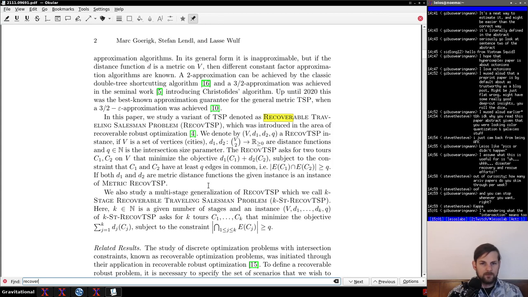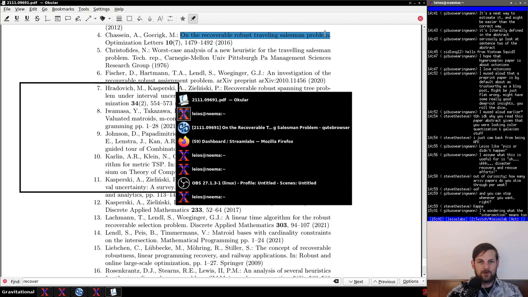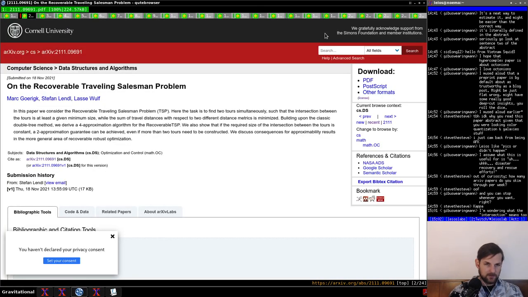Okay, so we introduce the idea, let's see, which was introduced in the area of recoverable robust optimization. 4, let's take a look at 4. This is going to be on the recoverable robust traveling salesman problem, 2016. Let me just see if we find this really quick. Here we go. Let me just go to Scholar here.